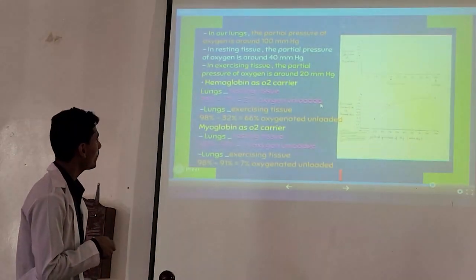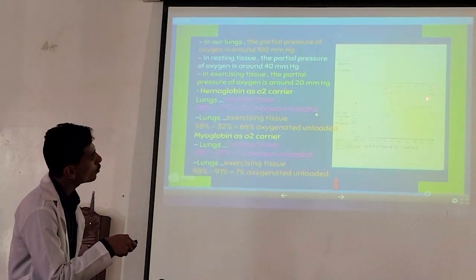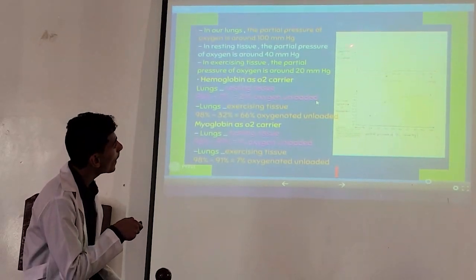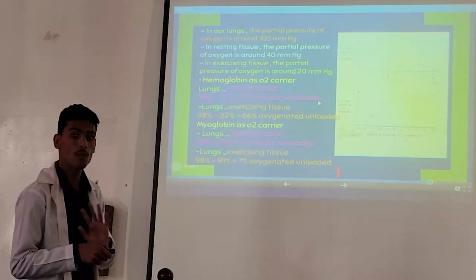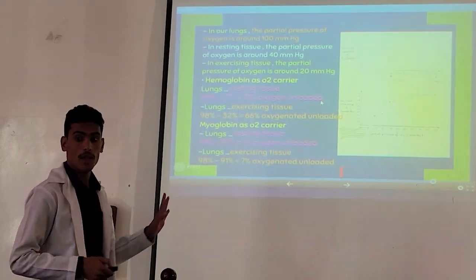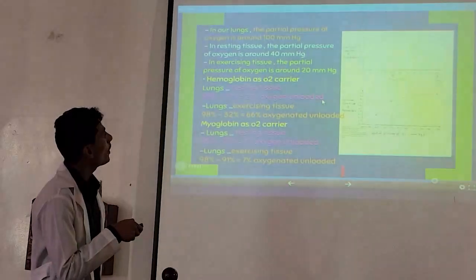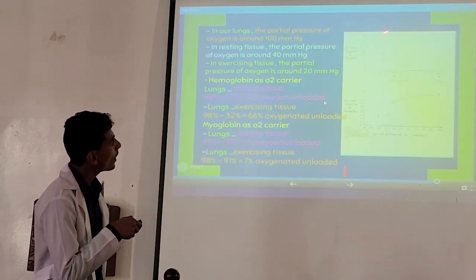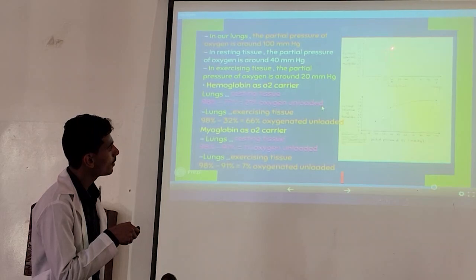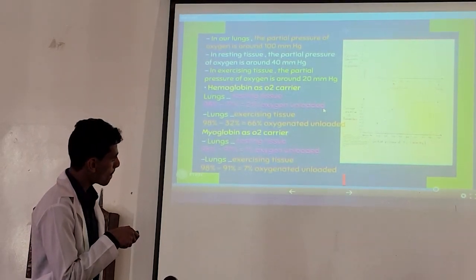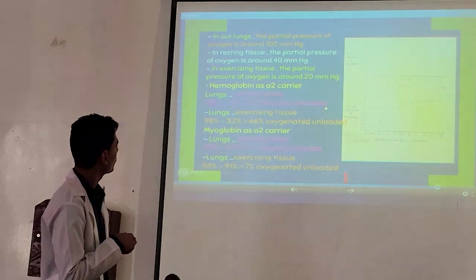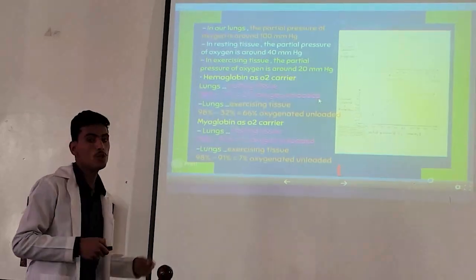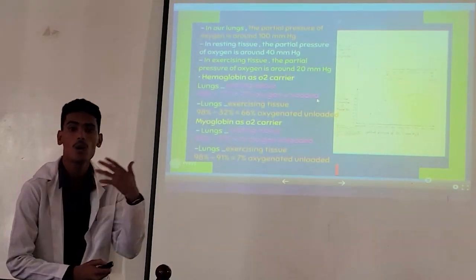But in myoglobin, in this dissociation curve, in the lungs the partial pressure of oxygen equals 100 millimeters of mercury, and the Y value equals 98%. It's the same as hemoglobin. In the lungs, both myoglobin and hemoglobin are saturated with oxygen. But when the myoglobin travels from the lungs to the resting tissues, because of the sharp curve, it does not decrease much. At 40 millimeters of mercury, the saturation will be 91%. So the difference will be 1% oxygen unloaded. This means 1% of the myoglobin molecules will release the oxygen for resting tissues.